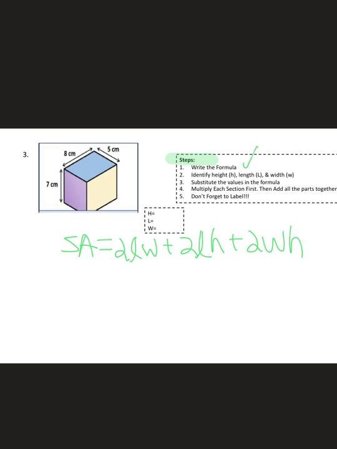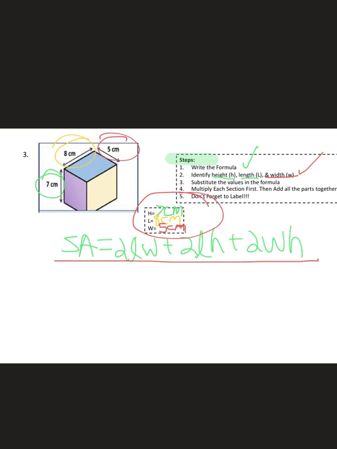Step 2, we need to identify the height, the length, and the width of the rectangular prism. Top to bottom, our height is 7 centimeters, our width is 5 centimeters, and our length is 8 centimeters. So step 2 is done. We identified the height, length, and width. Now we're moving on to step 3, which is substitute the values into the formula we are given. So we're taking these values and putting them directly into the formula.